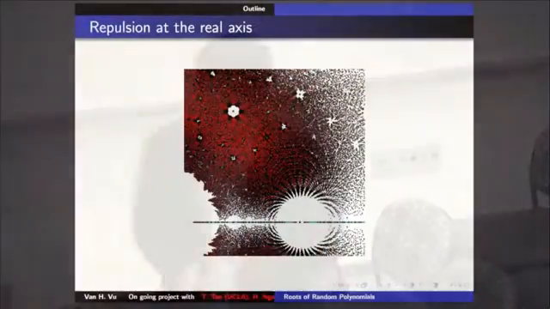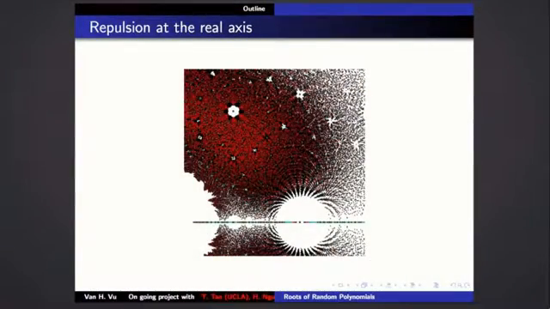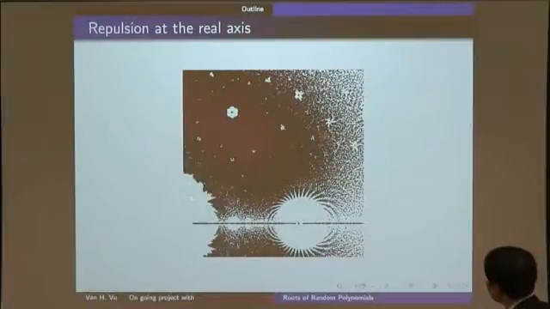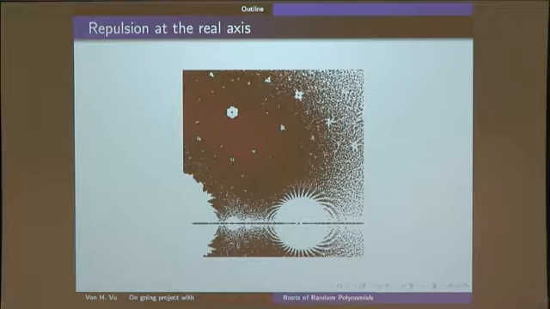Now let me zoom in on the real axis, which is what we really care about. We see a bunch of roots on the real axis, but we also see something very remarkable here. That's some repulsion between the real roots and the complex ones. When you have the real roots, we see some hole there that the complex roots do not get in.